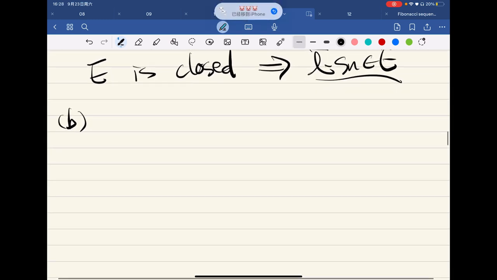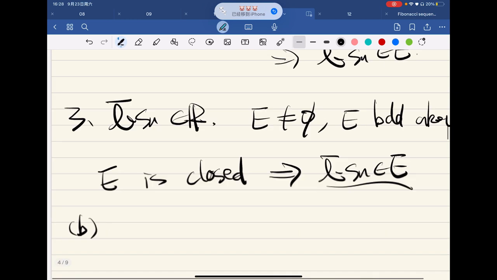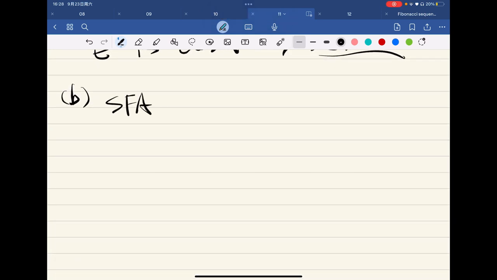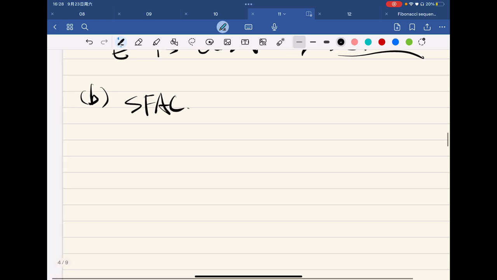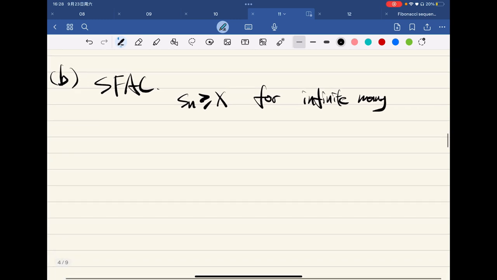Part B says that if a number x is greater than the upper limit, then there is a cutoff capital N such that for any n greater than N, we have s_n less than x. Well, let's approach this by contradiction. So suppose for contradiction that s_n is greater than or equal to x for infinitely many n, right?